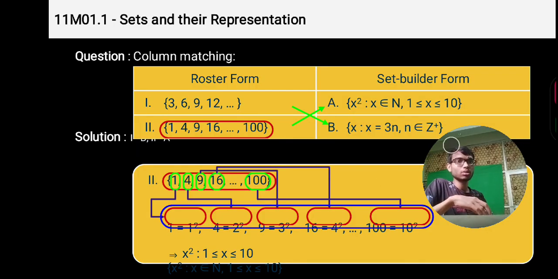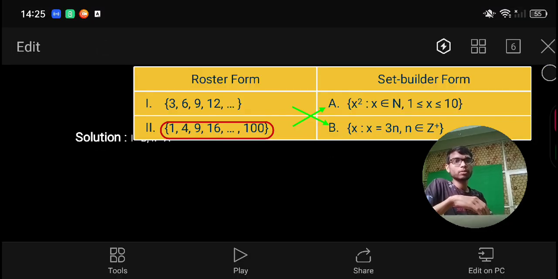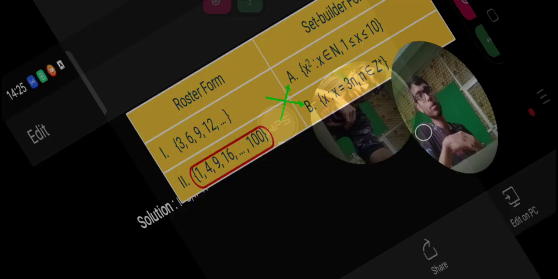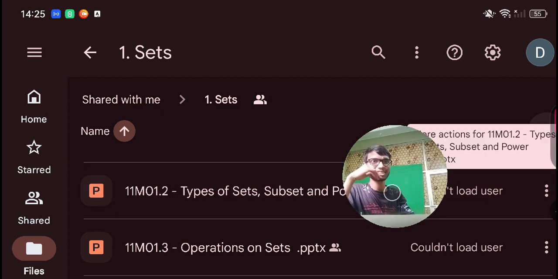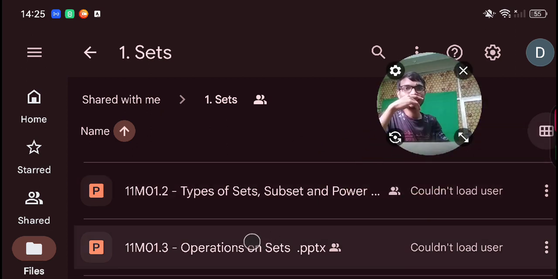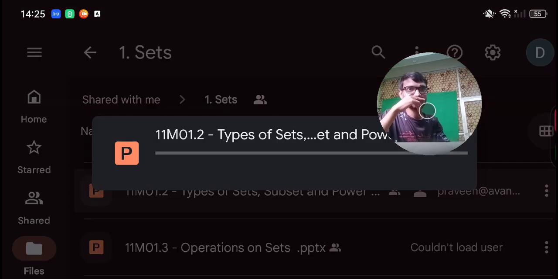Wow, now we are done. Let's explore one more chapter. Next we have types of sets, yes, this is also important. Then we have operations on sets. Both are important, yes, both are necessary.